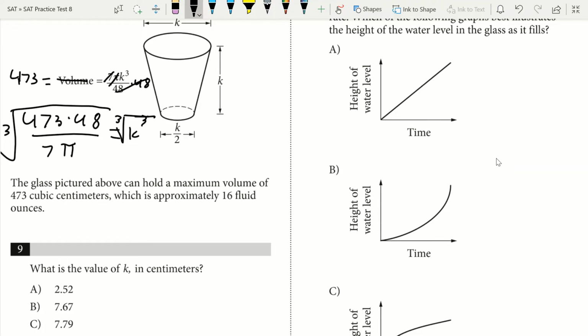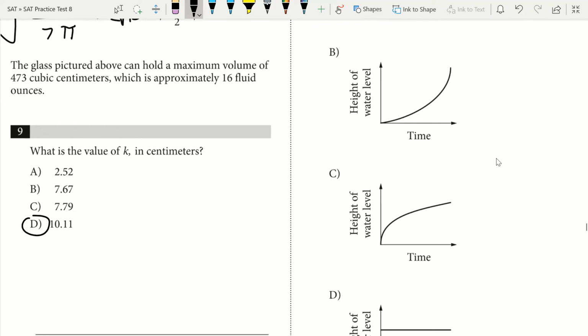So I'm going to go ahead and plug that in my calculator. So I'm going to have the third root of 473 times 48, all divided by 7 pi. And when I do that, I will get 10.11 is going to be my value of k. So my answer is going to be D.